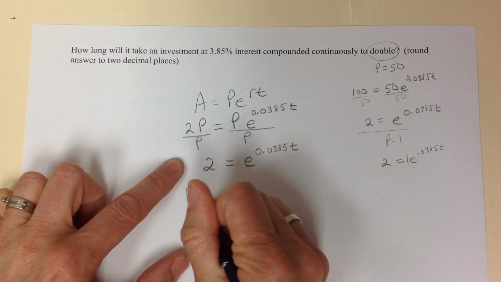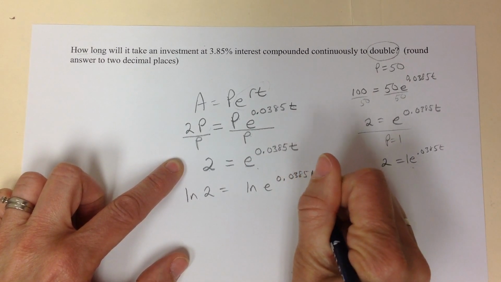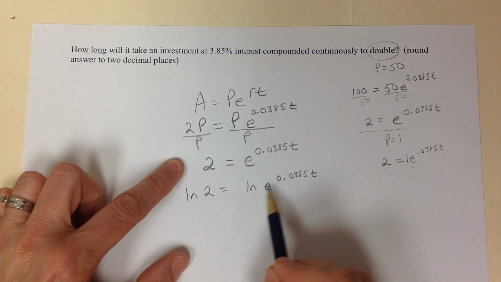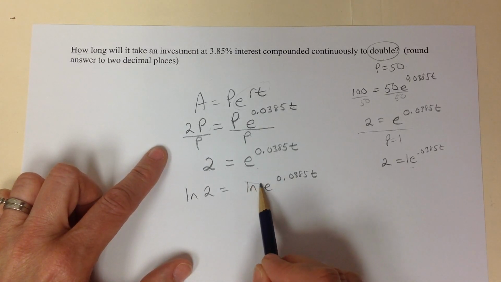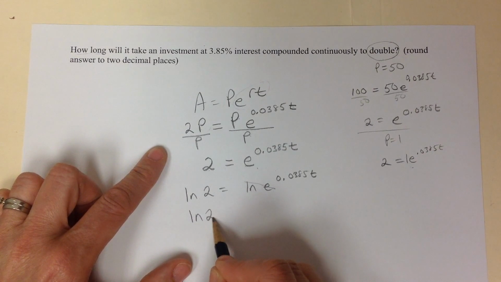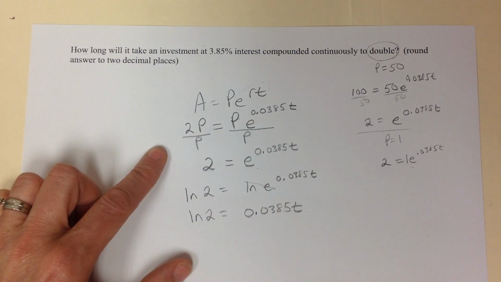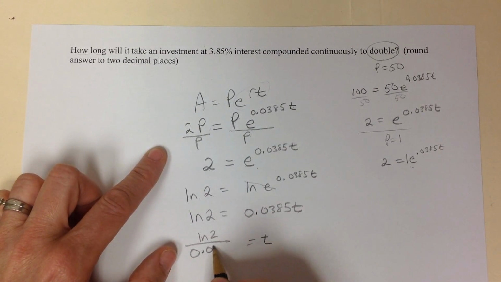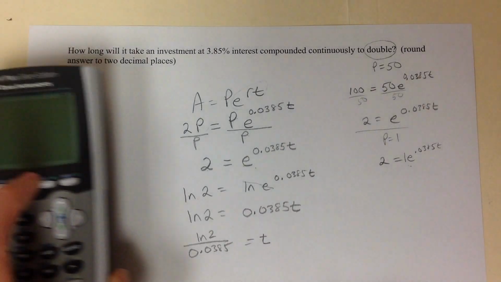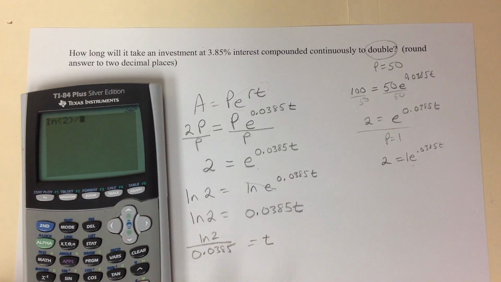At this point, we solve by taking the natural log of both sides. This is special because it's log base e, exponential base e. So by the inverse properties, those undo each other, and I get the natural log of 2 equals 0.0385t. To solve for t, I just divide. And I want an approximation here, so I'm going to put that on the calculator. Don't forget to close parentheses every time they give you a log.